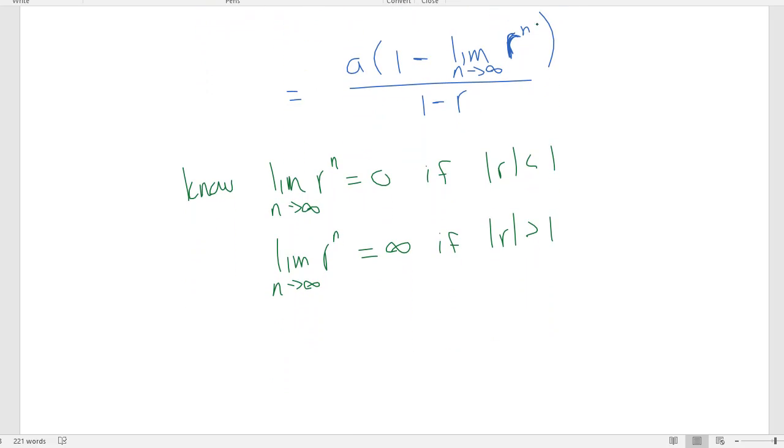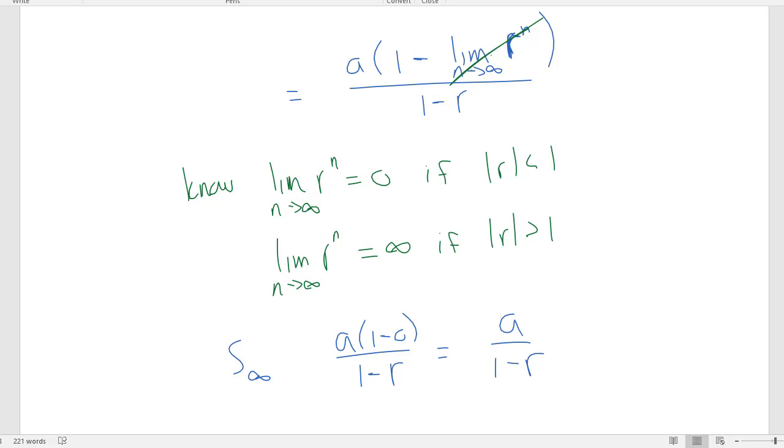So if this term is going to 0, let's say, then what we end up with in this case is a times 1 minus 0 over 1 minus r. And so we get a over 1 minus r. So this is like my infinite sum. I have taken the limit as n went to infinity.